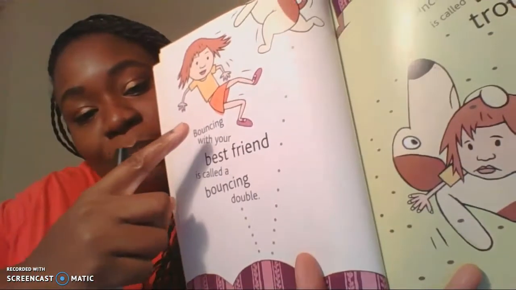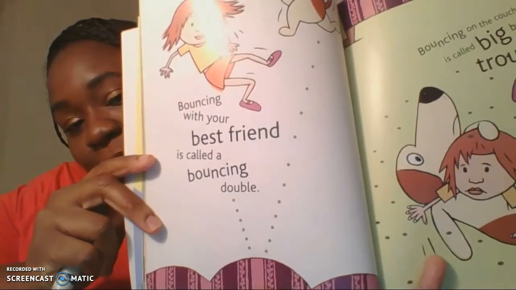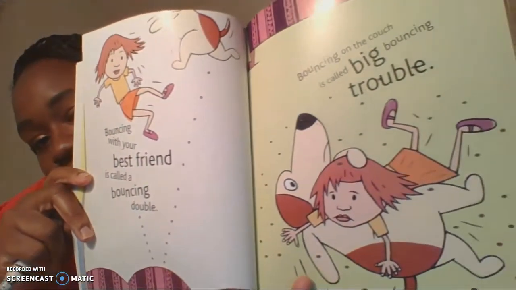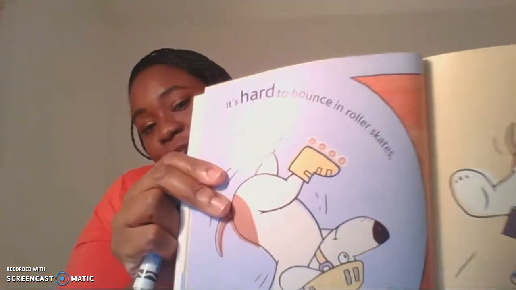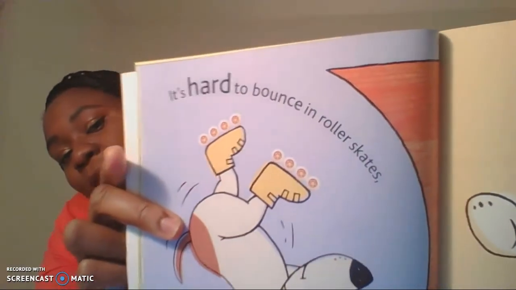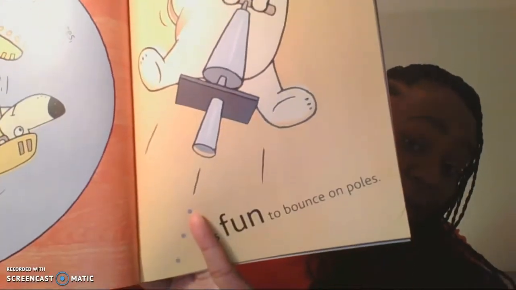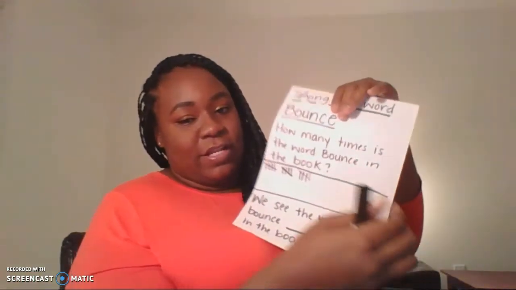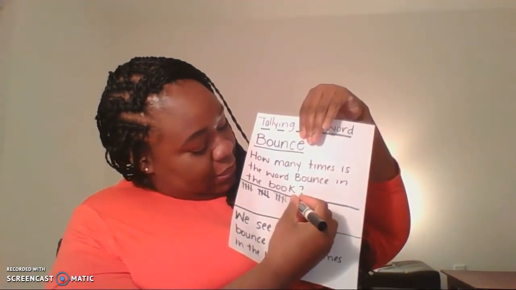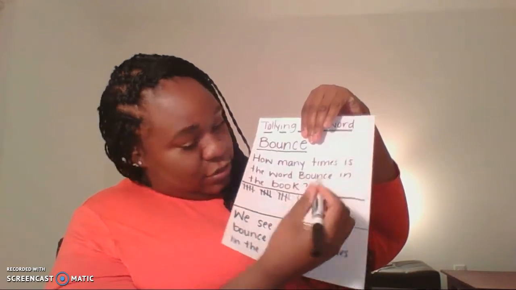So here's the word bouncing, bouncing. But that's not the word bounce. Bouncing. That's a different form of the word, so we won't write that one. Do we see bounce? You see it? Oops, let me see. Touch it. Good job. Do we see it on this side? We do, so we have to make it 2 times, right? So Miss Charles will write it 2 times. 2 tallies. 1, 2. Wow. This book has the word bounce in it lots of times.